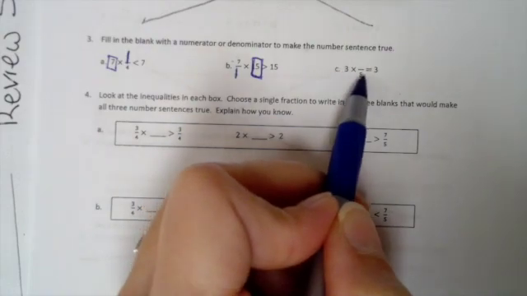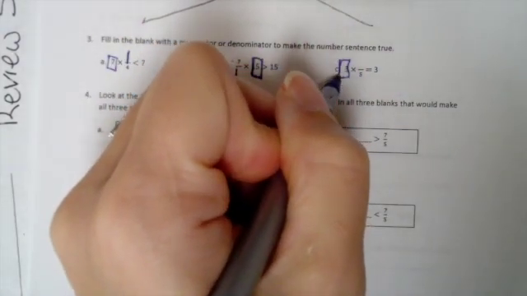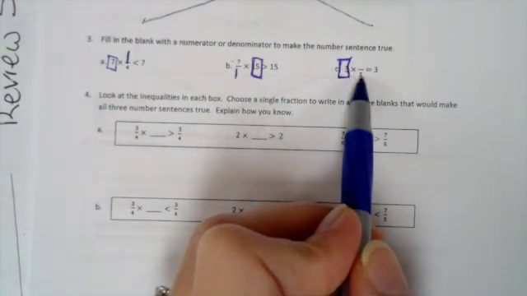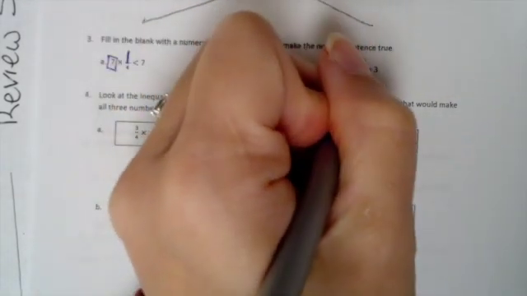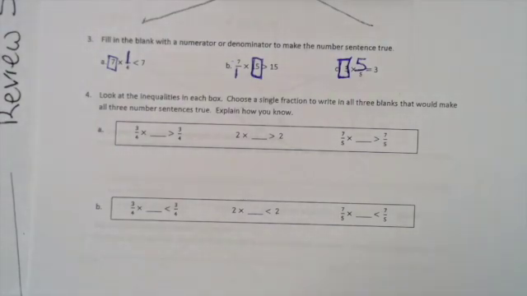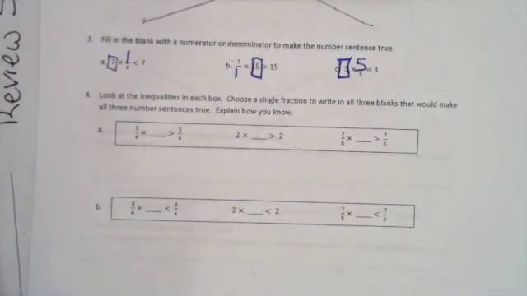3 times something is equal to 3. I want it to be equal to 3. So my scaling factor has to be equal to 1. The only thing I can put here is 5. 5/5 is the only thing. On A and B, I had different options I could put, but on letter C, I can only put 5/5 because it has to be equal to 1.